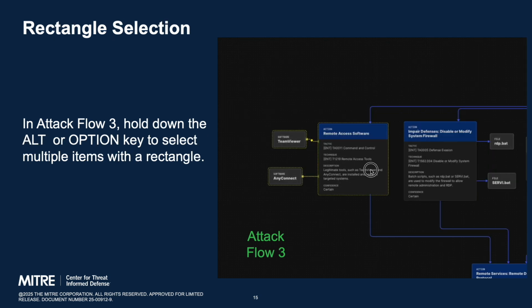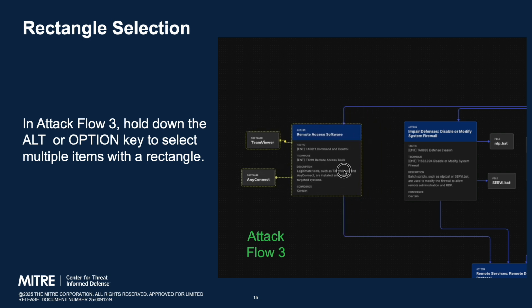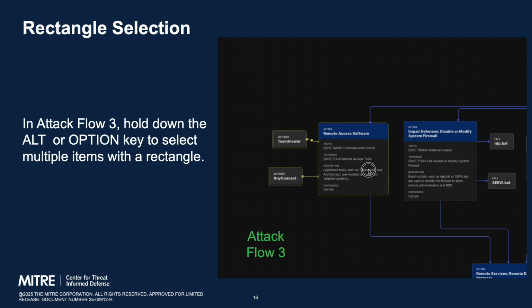One of the most highly requested features in Attack Flow is to select multiple items at once with a rectangle. You can now do this by holding down the Option or Alt key and dragging a rectangle to select multiple items at once.